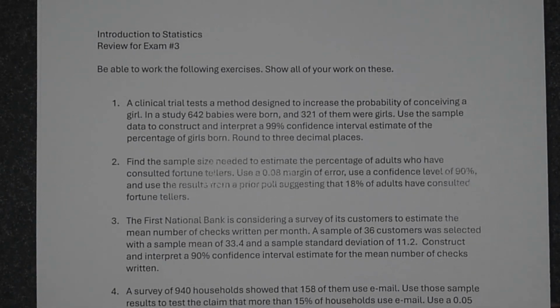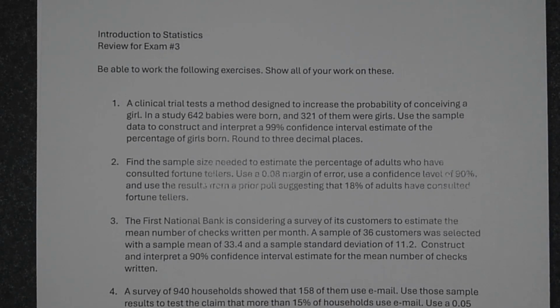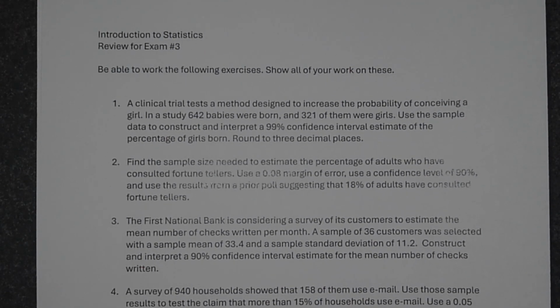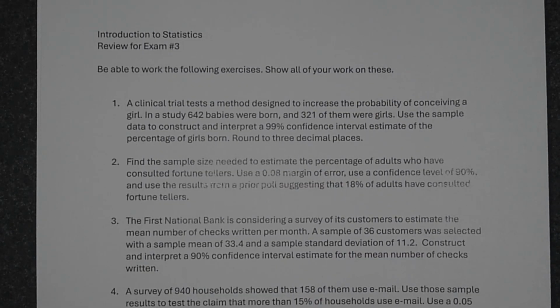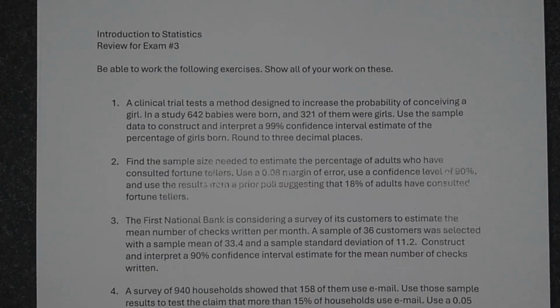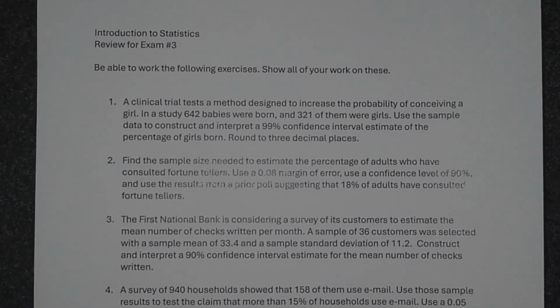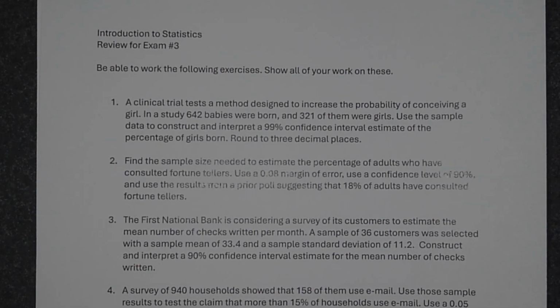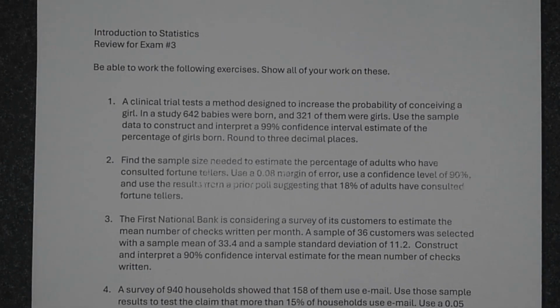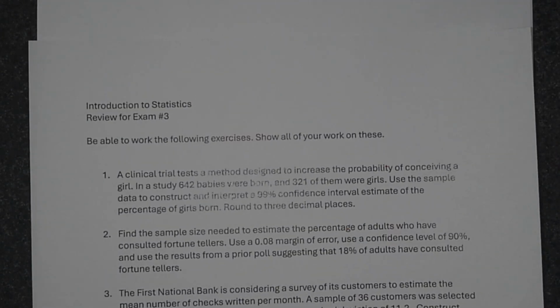So we have a clinical trial test, a method designed to increase the probability of conceiving a girl. In a study of 642 babies born, 321 of them were girls. Use a sample to construct and interpret a 99% confidence interval estimate of the percentage of girls born. All right, so let's identify what we have here.